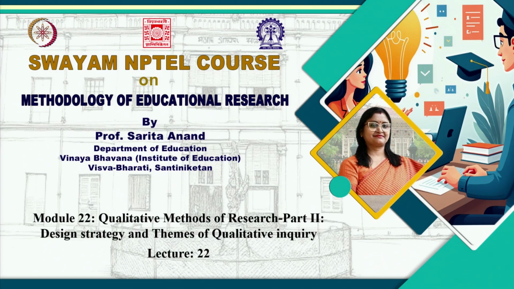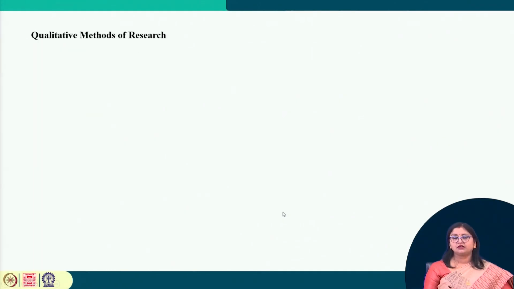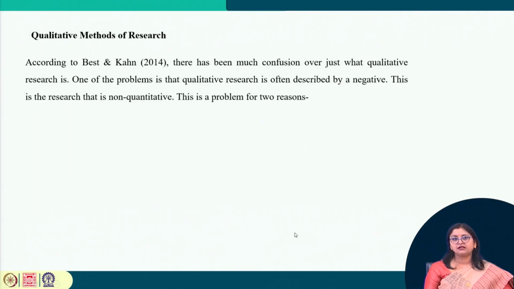Part 1 we have completed. Now this module is on the design strategy and themes of qualitative inquiry, and this is lecture 22. Before going to the lecture, we will go through the concepts covered. Earlier we completed the qualitative research method, its meaning, nature and concept, different characteristics, different types, and also focused on the researcher's role and reflexivity and data collection procedure in qualitative research methods. Now in today's lecture, we will start with the qualitative research method and go to the different designs.